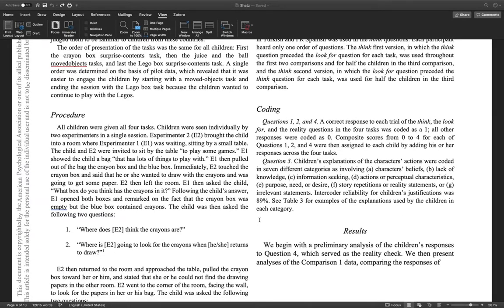All children were given all 4 tasks. Children were seen individually by 2 experimenters in a single session.